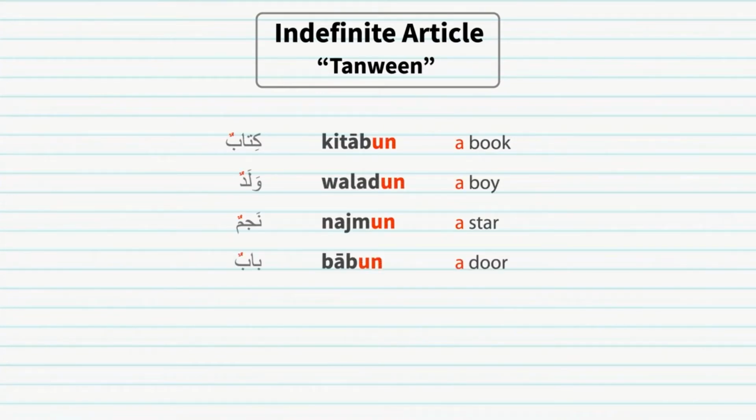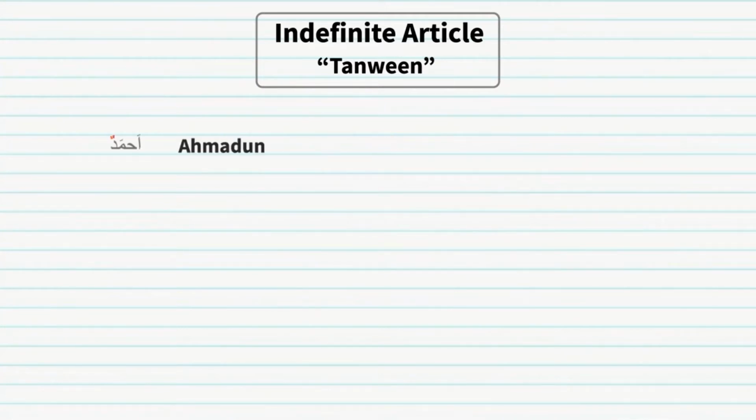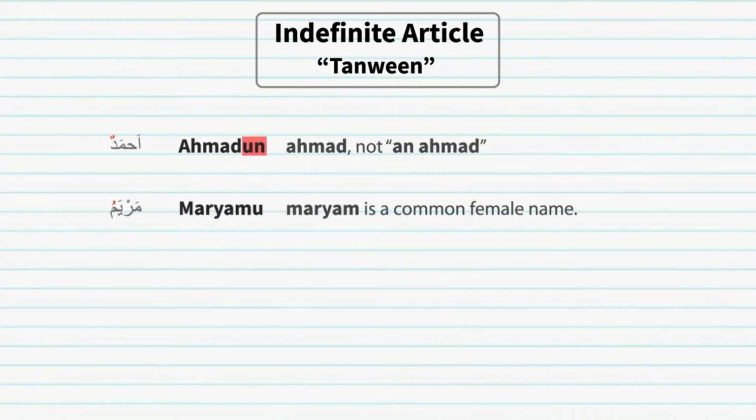Proper nouns also have a tanween at the end, but it does not mean they're indefinite, since it wouldn't make any sense for a proper noun to have an indefinite state. For example, Ahmadun. But only proper masculine nouns have a tanween. Proper feminine nouns only have a damma at the end. We'll talk about gender in Arabic in a little bit.